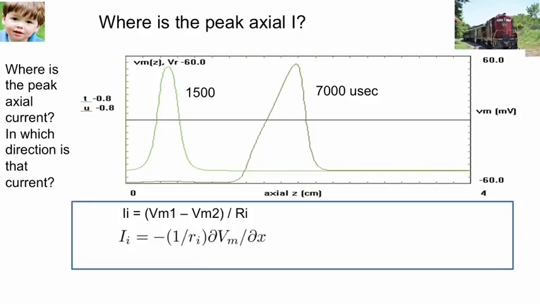So we can see that at 1.5 milliseconds, peak axial current is along about here and along about there. It's flowing to the left and the right. At 7 milliseconds, we have considerable axial current flowing to the right and also a large axial current flowing to the left. This is what we said above. I'm just repeating it here.